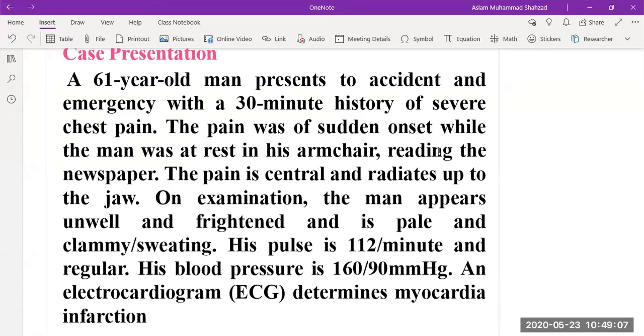On examination, the man appears unwell and frightened and is pale and clammy. His pulse is 112 per minute and regular. His blood pressure is 160 systolic and 90 diastolic mmHg, and the electrocardiogram determined the myocardial infarction.